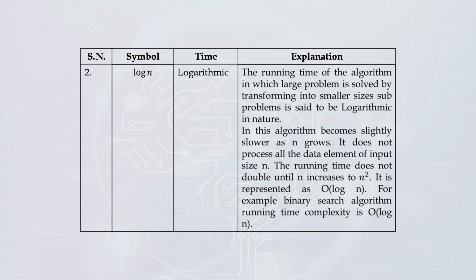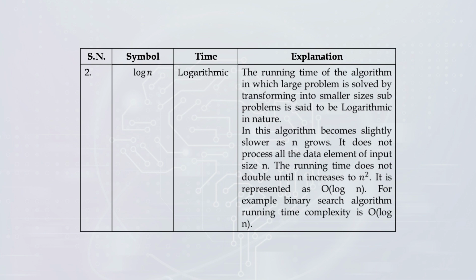So when we talk about the logarithmic complexity, the running time of the algorithm in which a large problem is solved by transforming it into a smaller size sub problem is said to be logarithmic in nature. Like we can say a divide and conquer rule. When we have a problem of size n, and at each iteration we divide that size by 2 or n by 4, n by 8, something like that, the problem size will be reduced. So in this case the time complexity value will be logarithmic.